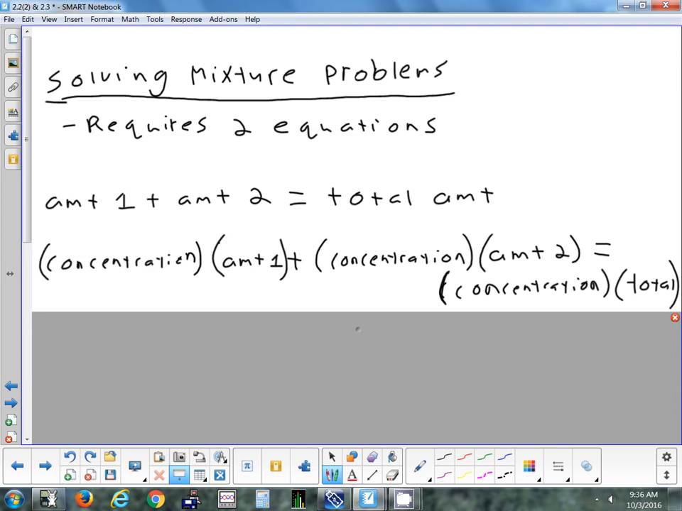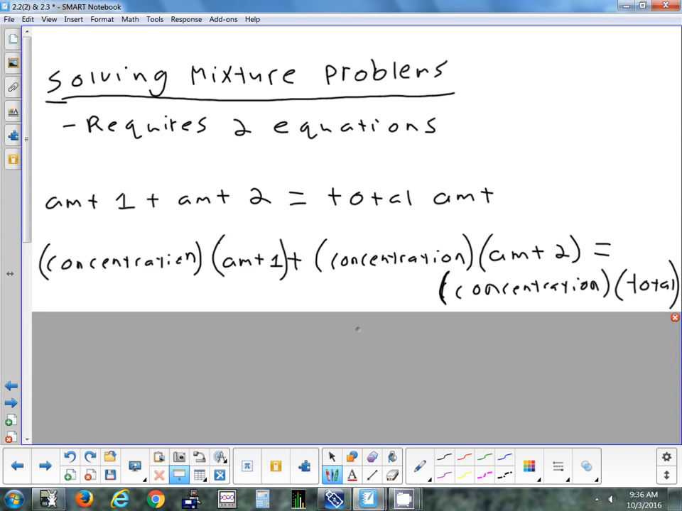Okay, so maybe if you think of like in chemistry, maybe you've got a 10% solution of something and a 20% solution. I want you to mix the two together so that when you're done, you've got 15 gallons of a 12.5% solution. How much of each one do I need to mix to make that happen? If you follow these two equations, it makes it a very easy word problem to do.